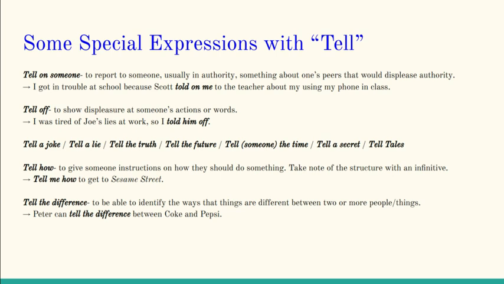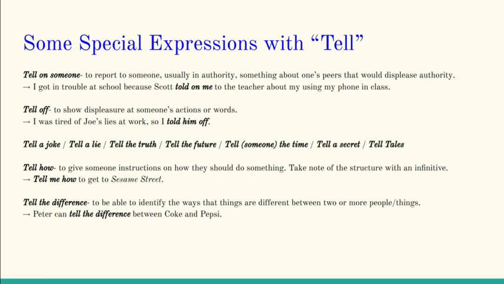To tell off, this is pretty good. If someone is aggravating you, bothering you, making you angry, you can tell them how you feel. You can say, "Shut up, leave me alone. You're being a jerk." Okay, and when you do something like that, you're showing your displeasure in their actions or their words. And in that aspect, you're telling them off. I was tired of Joe's lies at work, so I told him off.